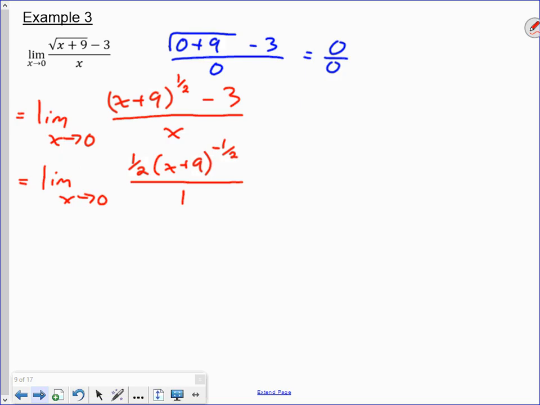And now we can evaluate by direct substitution. We can just ignore the denominator because this is all over 1. We have 1/2. I'm going to change the negative 1/2 to 1 over the square root of 0 plus 9, which is going to be 1/2 times the square root of 9, which is just going to be 3. So our limit is going to be 1 over 6. And that's the same answer you would get if you had instead solved it by multiplying by the conjugate.